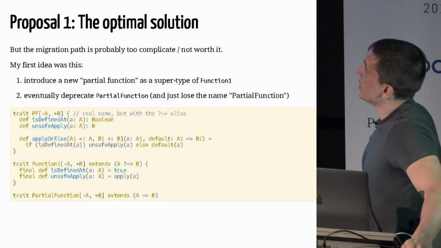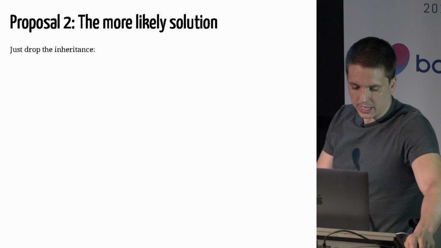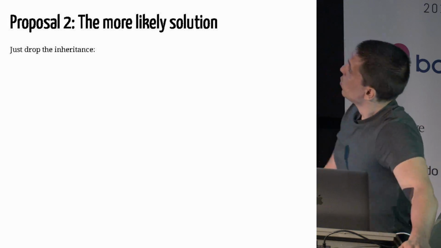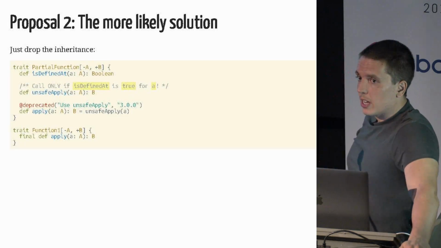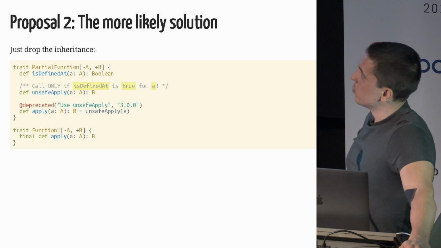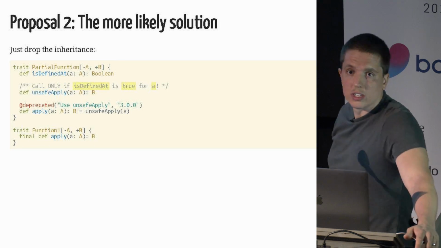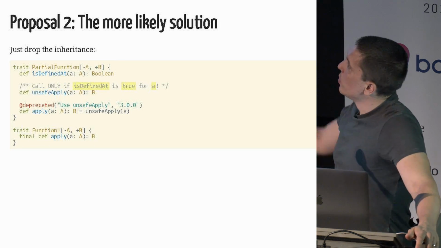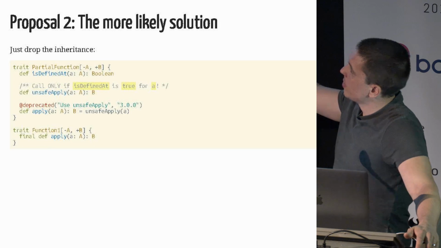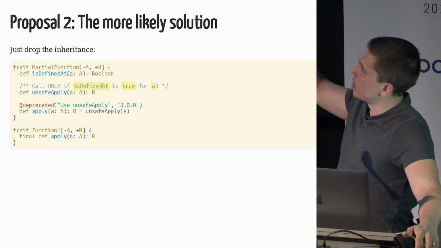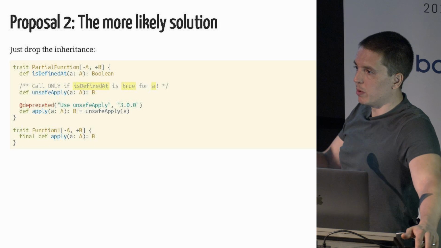So the other idea is we can just drop the inheritance, right? So what does that look like? We still do the unsafe apply, which is, again, addressing the main concern where these are two different functions. But function 1 no longer extends partial function. They're just different types. We would keep apply on partial function and have it deprecated so people would migrate away from it.